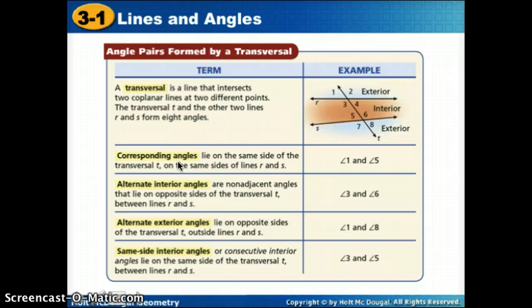We also have alternate interior. So the alternate refers to the transversal. They're on different sides of the transversal. Interior means they're both interior angles.